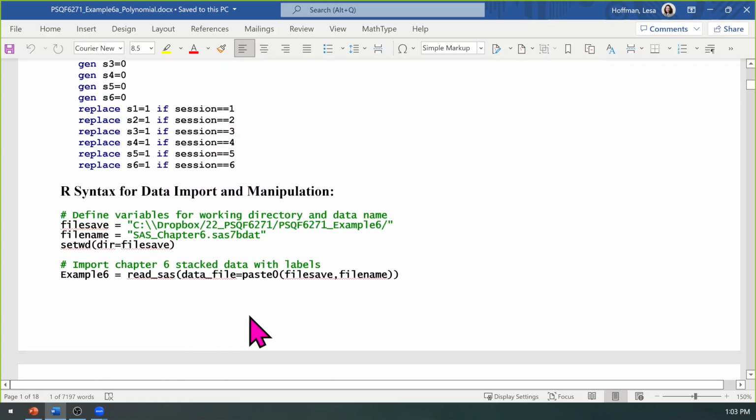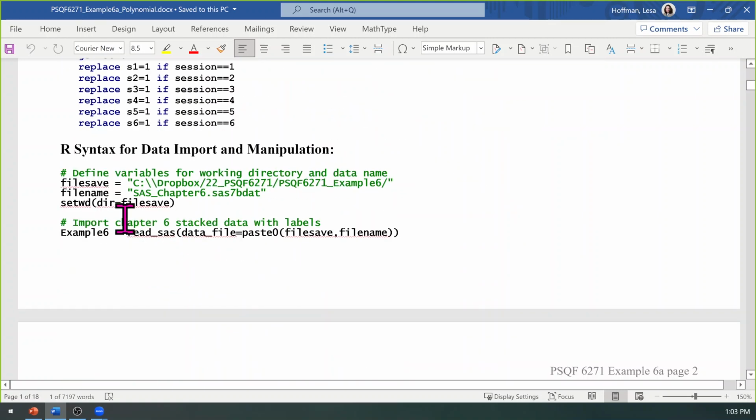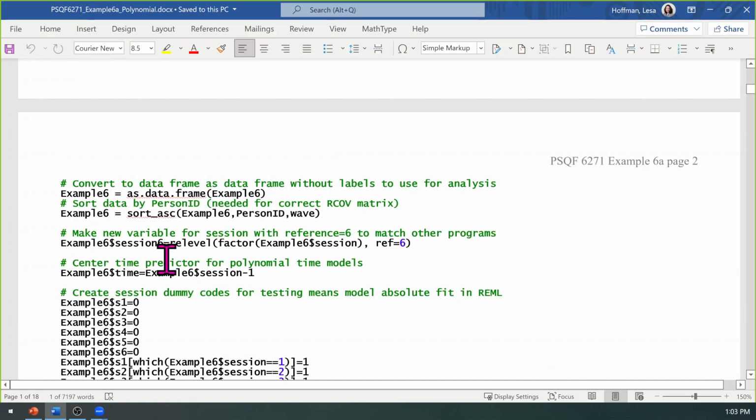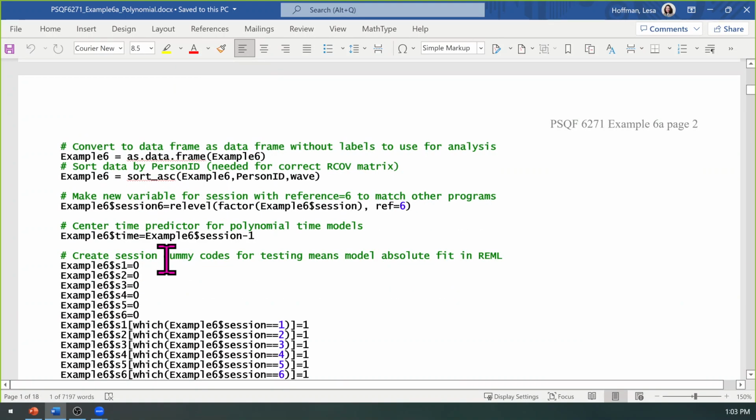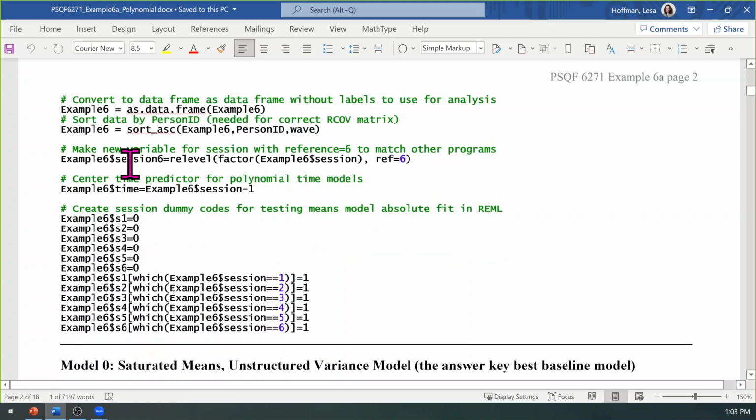And then last but not least, in R, I have the usual process here of reading in the data file that was in the original SAS format, sorting it. I had to make a new variable called session6, whose reference was the last occasion to match the saturated means output from SAS, but otherwise this looks the same as what we had in the other packages. And then making the dummy codes down here using the which function.